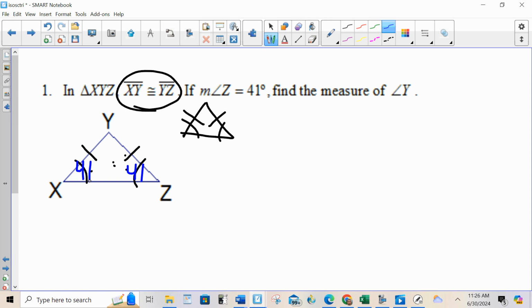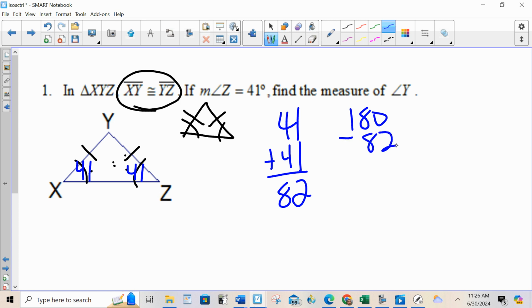Now, this goes back to earlier in the unit. Once I have two angles of a triangle, I can add them together and subtract from 180 to find the third one. Angle Y is 98 degrees.